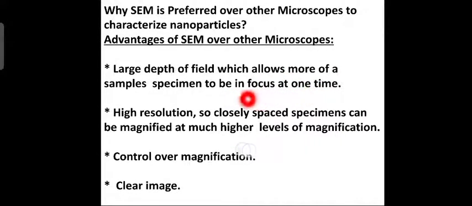You can focus the electron beam on the specimen so that large focusing is done. Large depth of field allows more of the specimen to be focused, so that focusing is done to a greater extent. Then high resolution, so closely spaced specimens can be magnified at much higher levels of magnification. High resolution means a high level of magnification is done in this microscope.